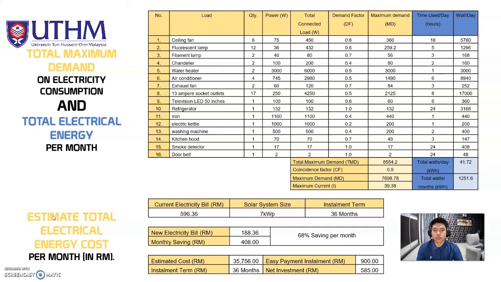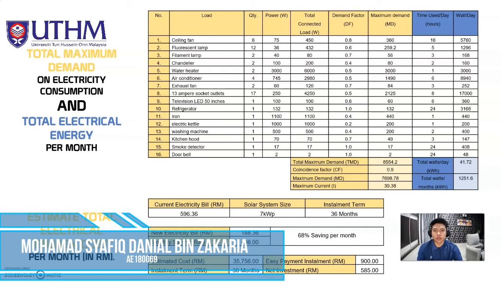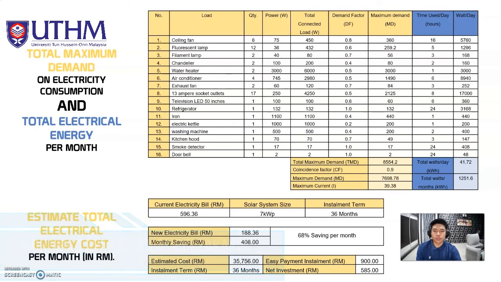Assalamualaikum warahmatullahi wabarakatuh. My name is Muhammad Syafiq bin Zakaria, matrix number AE180069, and today I will present about the load calculation table and the electricity bill. So this is our group load calculation table, which contains 16 different loads with different power wattage. The total maximum demand is 8554.2 watt. The coincident factor is 0.9. The maximum demand is 7698.78 watt, and the maximum current is 39.38 amp.